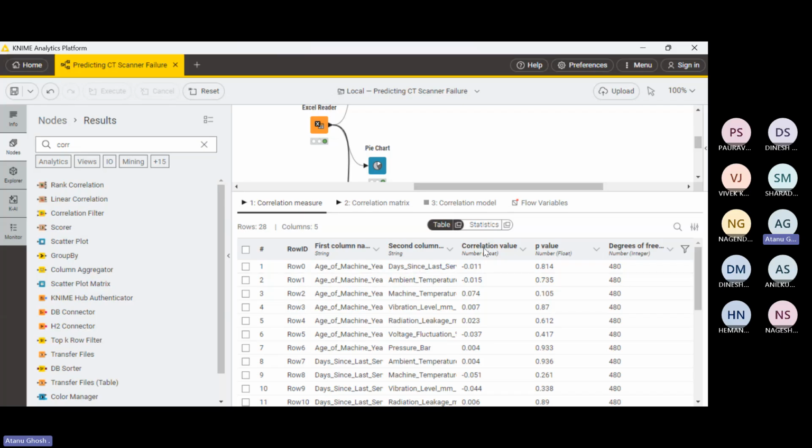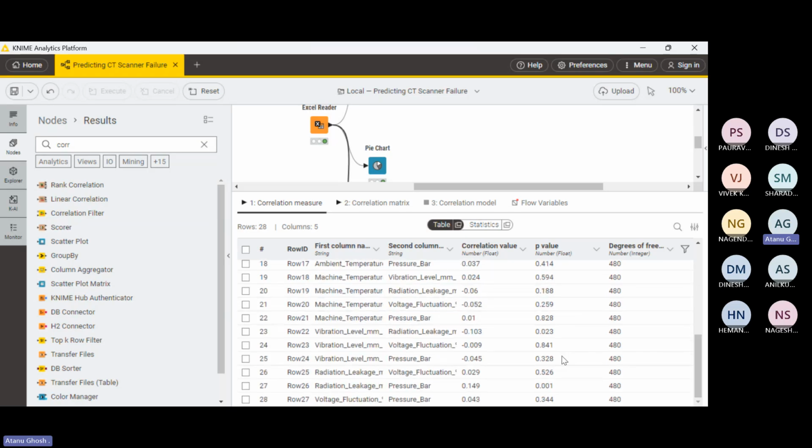We know that where they are correlated, the correlation value is high. And where the correlation value is low, then the p-value is high. That means the null hypothesis is that they are not correlated with each other. The p-value will be high. If the p-value is less than 5%, that means the null hypothesis is rejected and hence they are correlated with each other, as in the case of radiation leakage and pressure bar. In this case, we reject the null hypothesis that they are not correlated because the p-value is less than 5%.